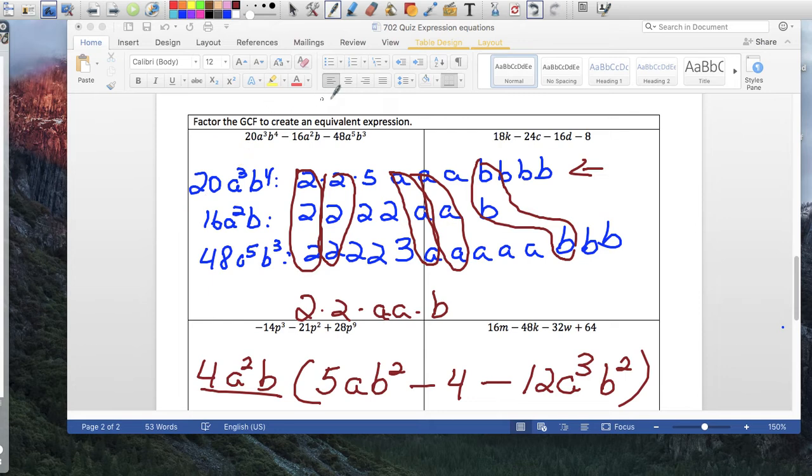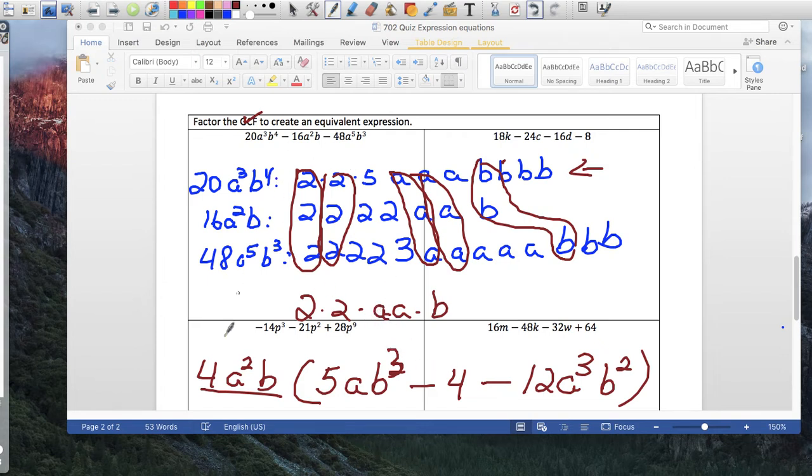Let's check. 4 times 5 is 20. Check. A to the third is A to the second times A. Check. It's B times B to the second. Oh, this should have been B to the third, by the way. Sorry, B to the third, because there's 3 B's: 1, 2, 3. B times B to the third is B to the fourth, because we add the exponents.